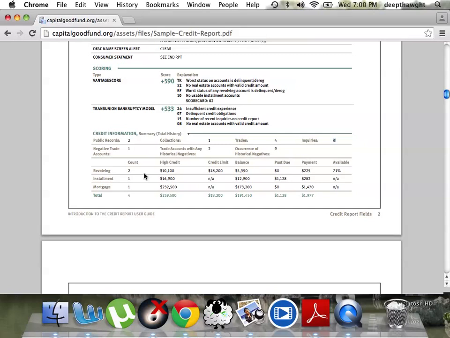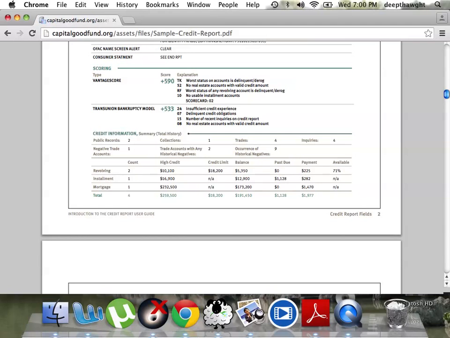Now, the second line is negative trade accounts. So you have negative trade lines. You have trade accounts with any historical negatives. That means any trade lines, any items on your credit report that have lates on the credit report, in an occurrence of historical negatives. So over the lifetime of the history of the credit report, how many negatives have you had? That's what that means.